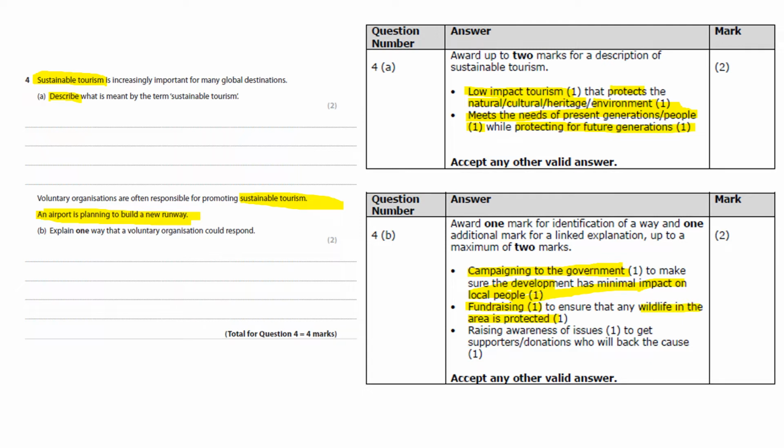Or the other thing that charities do is they could try and raise awareness to get supporters to back the cause. Now, again, in each case, it's 1 point. They could campaign to the government, and then explain what it is. So the government bans or stops the runway, or the government puts conditions in to reduce the impact on local people. So again, difficult one that. You may want to stop the video at this point and have a go at seeing if you can get that question right now.